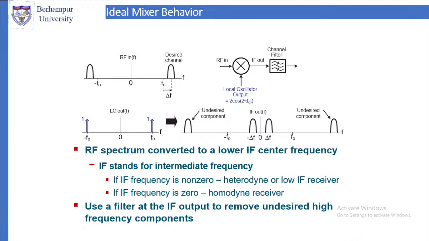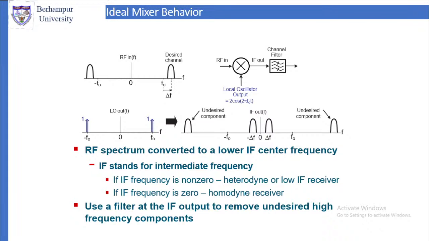Now when you multiply these two, RF and the local oscillator output, then what will happen? When you multiply the signal at F0 with the signal at delta F0, then the delta F0 signal will be shifted to the right side and to the left side by an amount of F0. So from F0 it will go towards the right side by an amount of F0. That is what is shown in the bottom right figure.